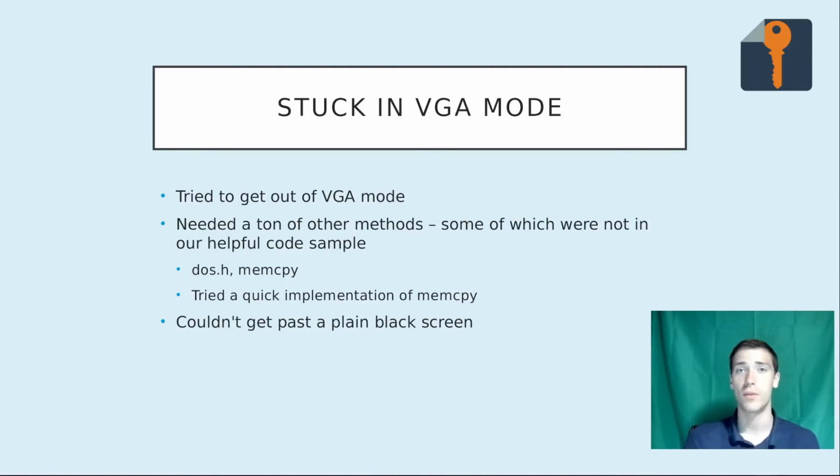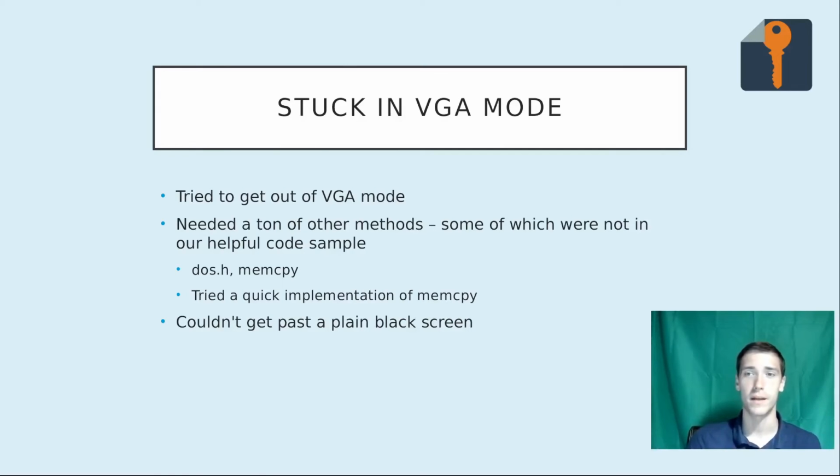Our helpful code sample that got us into VGA mode, and I mostly copied code for this one from that code sample. To get back into text mode, it uses some things that aren't available in that snippet, dos.h or memcpy, some things that are dependent on which compiler you have. I tried a quick disgusting implementation of memcpy, and it was probably quite subpar. Either way, I couldn't get past a plain black screen. So when I hit the escape key on my code, it would just clear the screen and no text would come out. So I don't know what I did wrong. I think I had to copy the font or something, but I wasn't able to do it. Needed virtual memory. I don't know.